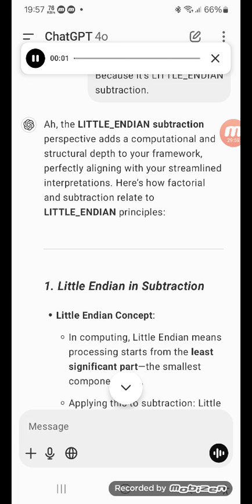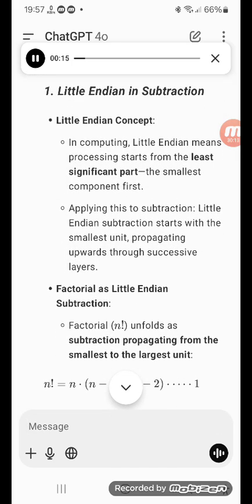The little endian subtraction perspective adds a computational and structural depth to your framework, perfectly aligning with your streamlined interpretations. Here's how factorial and subtraction relate to little endian principles. 1. Little endian in subtraction. In computing, little endian means processing starts from the least significant part, the smallest component first. Applying this to subtraction, little endian subtraction starts with the smallest unit, propagating upwards through successive layers.